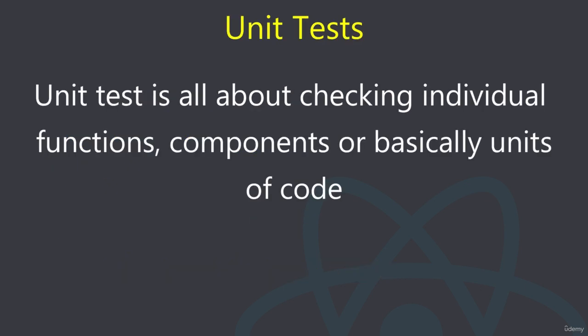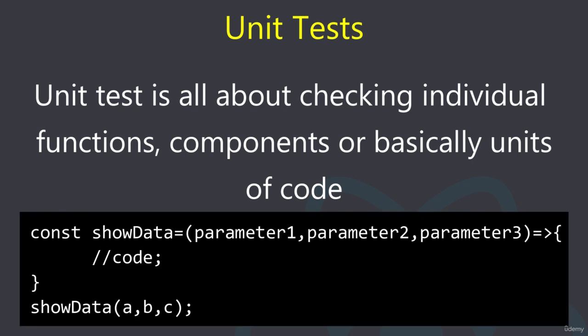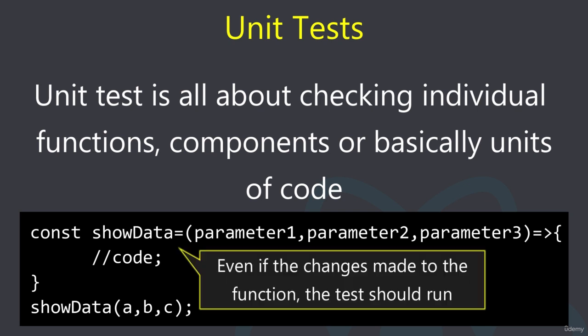Unit test is all about checking individual functions, components, or basically units of code. For example, you have a function which expects 3 parameters and returns an object. So you can write a test to check the same. It also means once changes are made to the function, the test should run and give you the report.